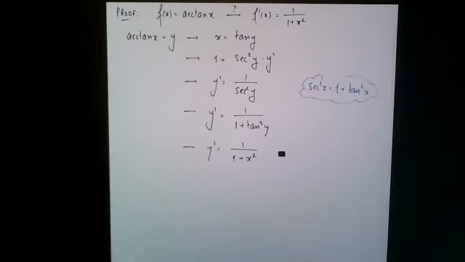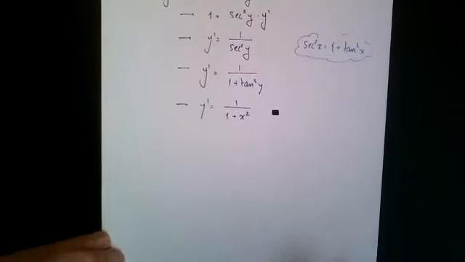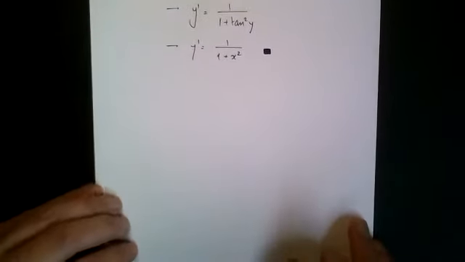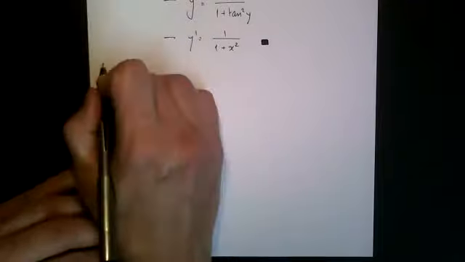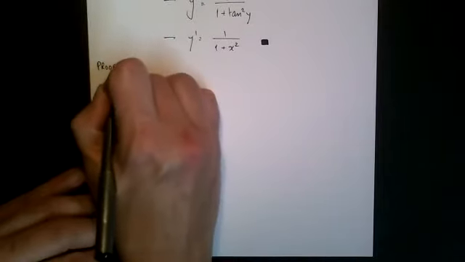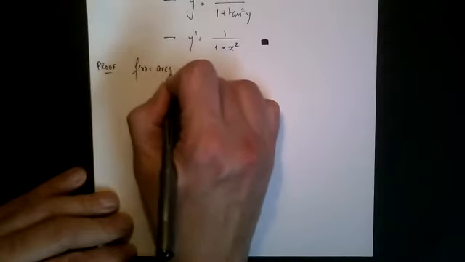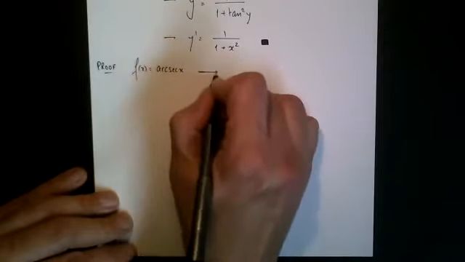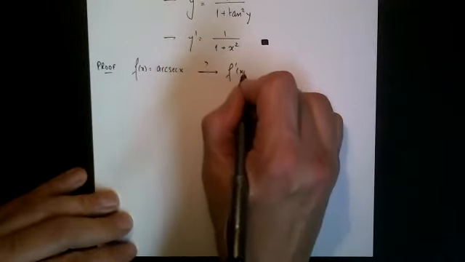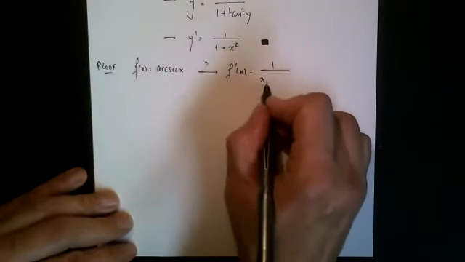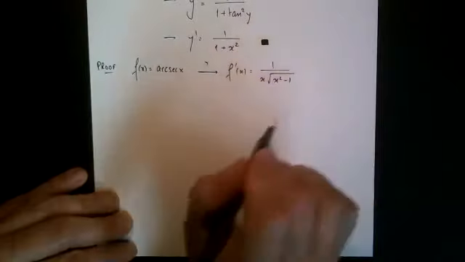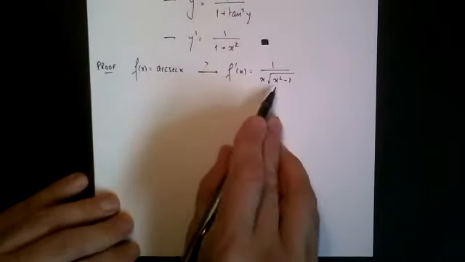Okay, so let's do arcsecant first, and then we'll do all the cosine, cotan, cosecant. Proof that if f of x is equal to the arcsecant of x, then f prime is 1 over x times root of x squared minus 1. Let's see if we could get to this.